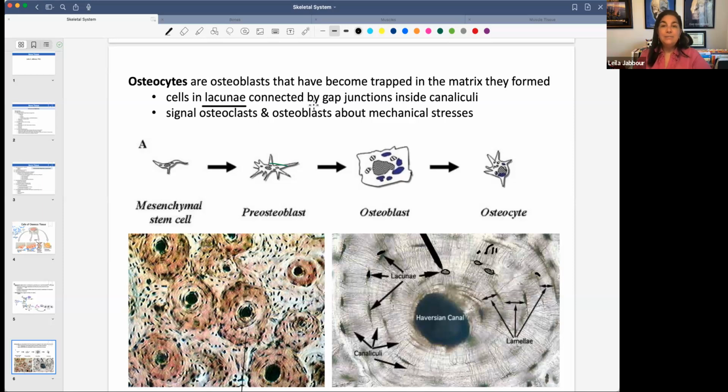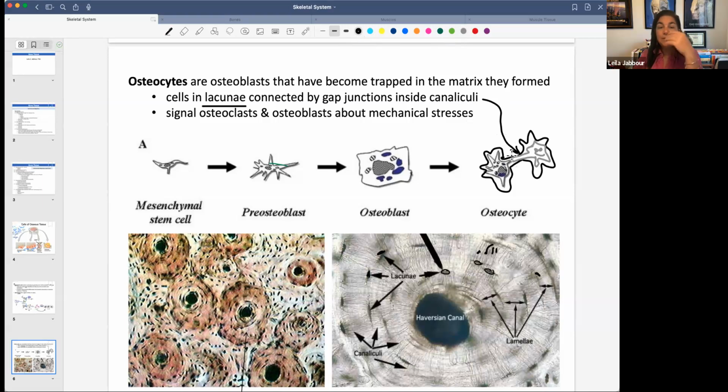how the cells communicate with each other is by gap junctions between their cellular extensions. So I'm going to draw this lacuna around this, and I'm going to draw another lacuna around another cell here. So if I draw the cell inside here in gray, and the lacuna in black, this is the cellular extension that's going in the canaliculus. So that's the canaliculus.